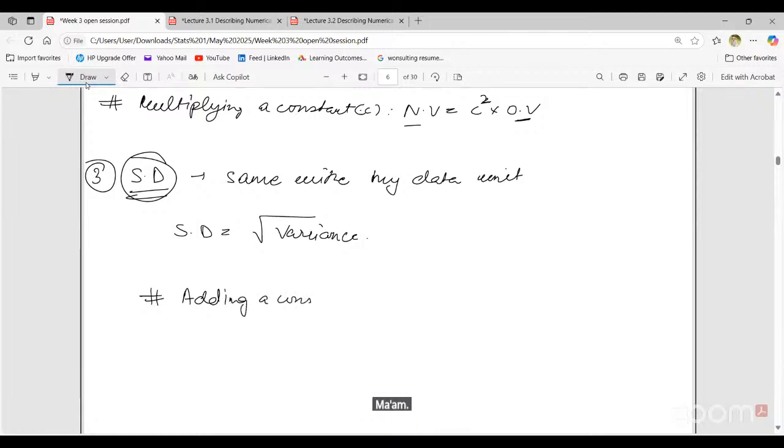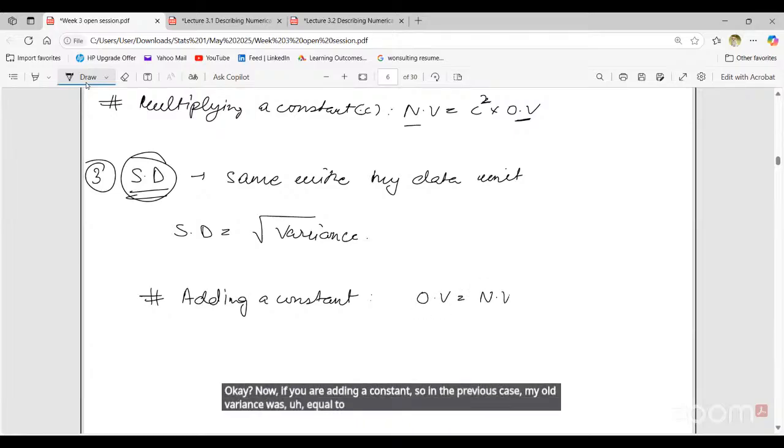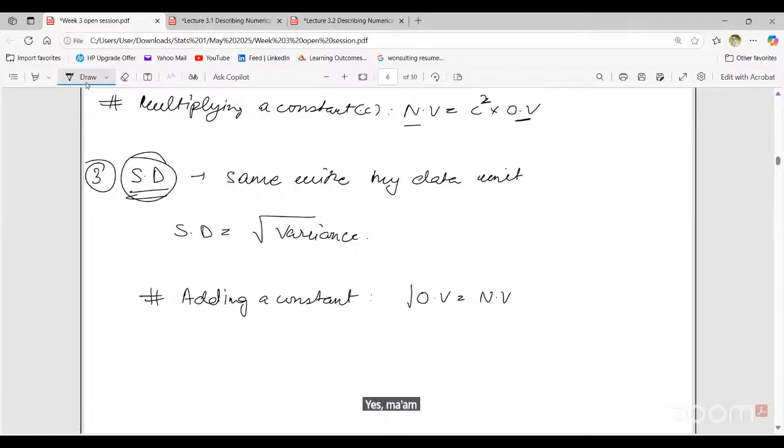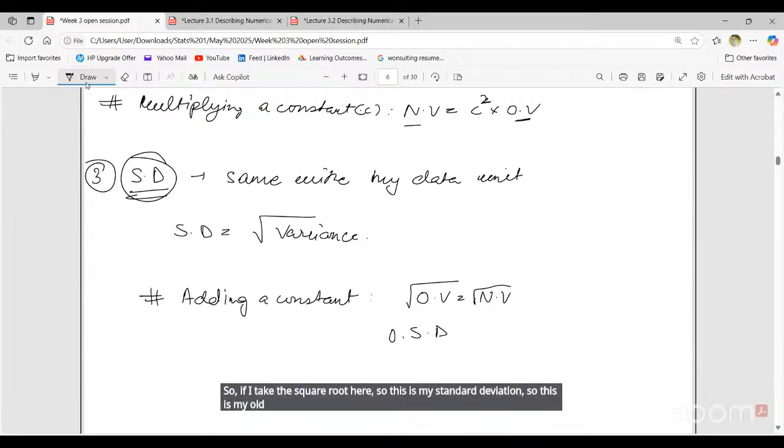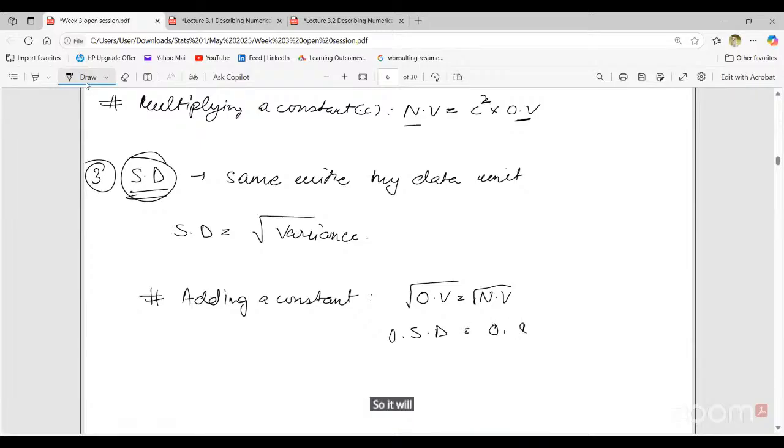Now, if you are adding a constant, in the previous case my old variance was equal to the new variance, correct? So if I take the square root here, this is my old standard deviation, and it will be equal to the new standard deviation again. So if I'm adding a constant, it is not changing the standard deviation.